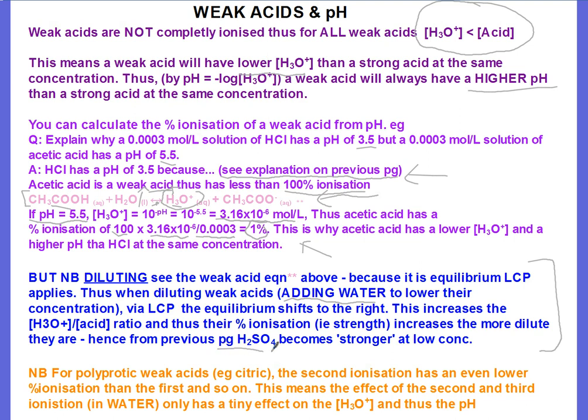And that's why H2SO4 becomes a stronger acid, or almost 200% ionized at low concentrations, because you're adding so much water, it causes that second ionization to go to completion. Now, one last note, for polyprotic weak acids, e.g. citric acid, the second ionization has an even lower percent ionization than the first, and so on and so on.